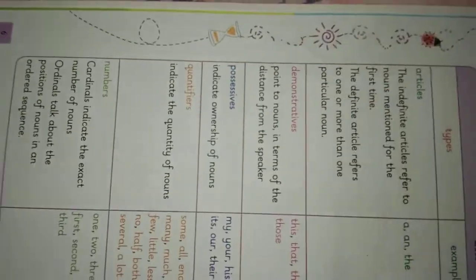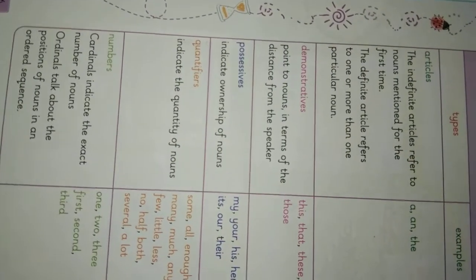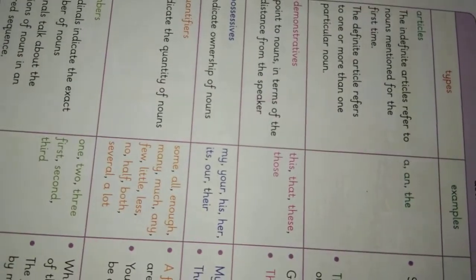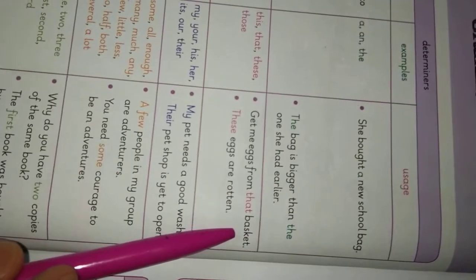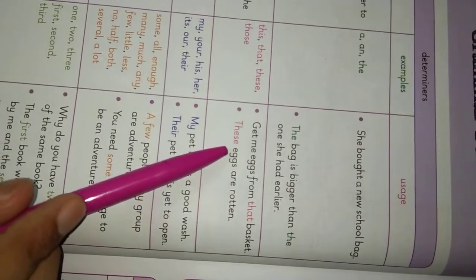The second type of determiners are called demonstratives. They point to nouns in terms of distance from the speaker. For example, this, that, these, or those. The usage of demonstrative determiners: get me eggs from that basket. These eggs are rotten. Here, that and these are the demonstrative determiners.